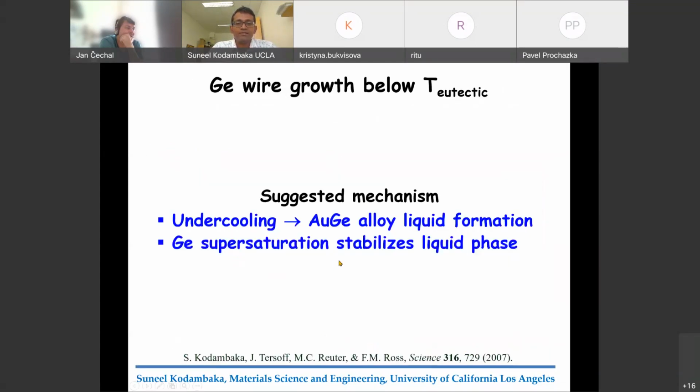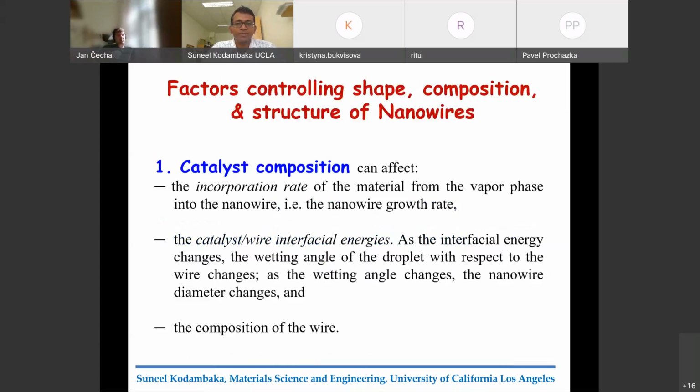Okay. And so our hypothesis is that the droplet has excess germanium that facilitates formation of a liquid phase even below the eutectic point. And this supersaturated gold germanium droplet is only stable as long as you have a steady supply of germanium. Once you stop the germanium flux, this excess germanium comes out of the droplet and then it becomes a solid phase. Okay, so those results are basically to show you what are all the factors that can control the nanowire morphology and microstructure.